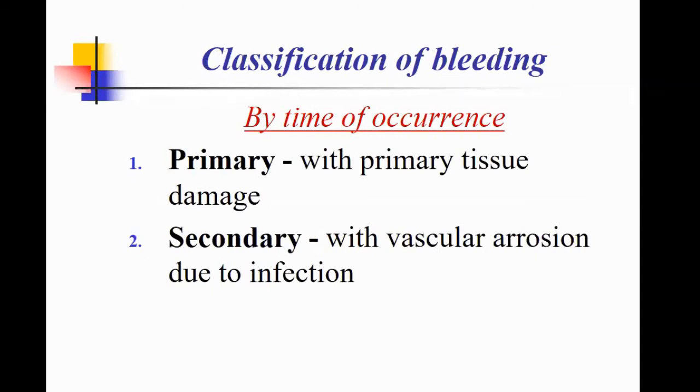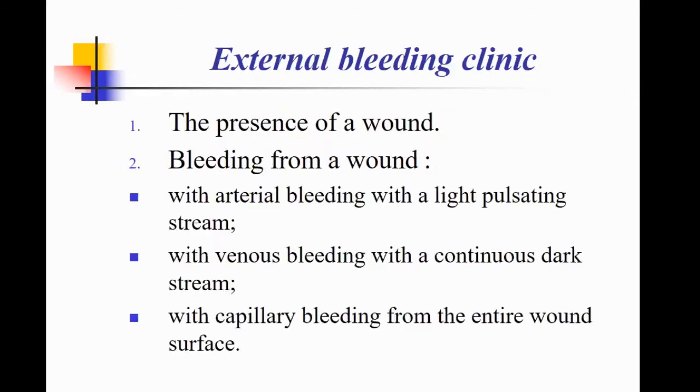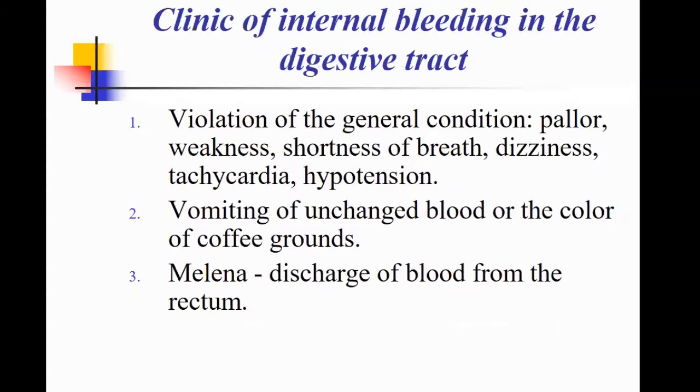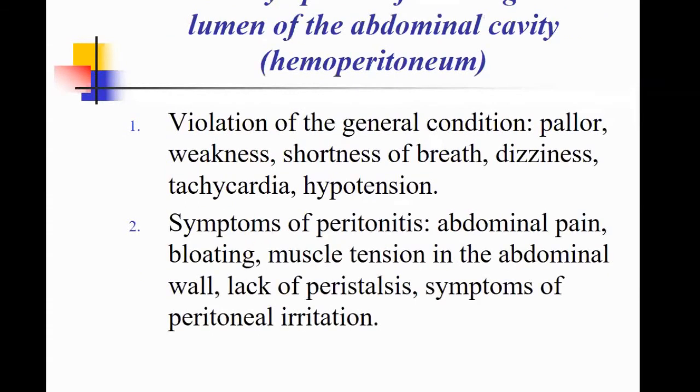Primary is with primary tissue damage. Secondary is with vascular erosion. About the clinic of external bleeding: first, the presence of blood from the digestive tract, and a violation of the general condition. Clinical symptoms of bleeding in the lumen of the abdominal cavity: abdominal pain, blood.